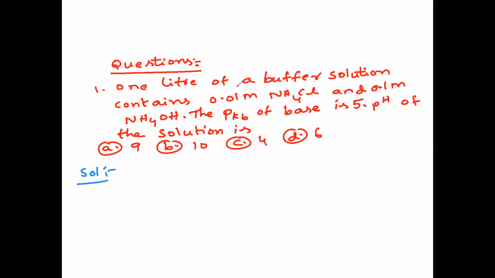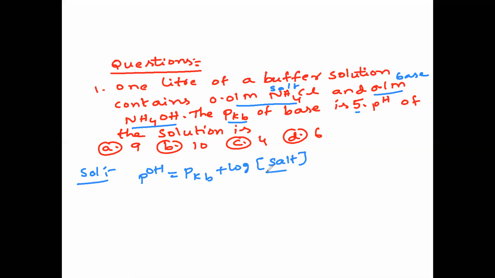What is the question again? One liter of a buffer solution contains 0.01 molarity NH4Cl. This is called salt, and 0.1 molarity NH4OH. This is called base. So they have given the concentration of salt and the concentration of base directly, and they have given the pKb of the base also. It is equal to 5. Now the pH. Since it is a basic buffer solution, we have to calculate pOH. pOH is equal to pKb plus log of concentration of salt by concentration of base.